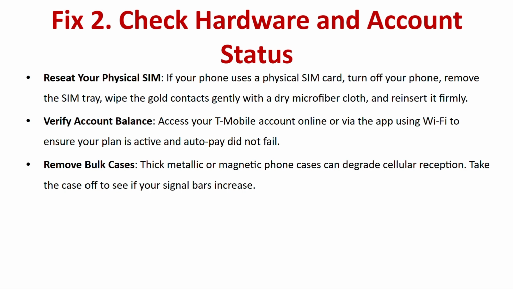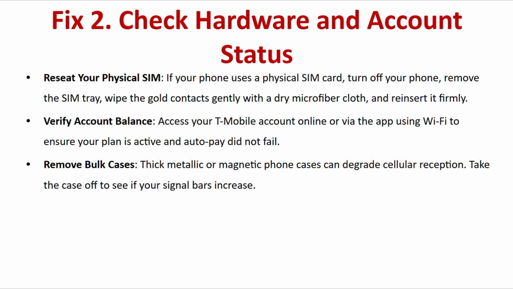Fix 2. Check hardware and account status. First, reset your physical SIM. If your phone uses a physical SIM card, turn off your phone, remove the SIM tray, wipe the gold contacts gently with a dry microfiber cloth, and then reinsert it firmly.